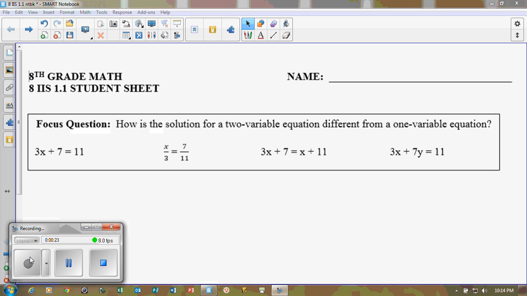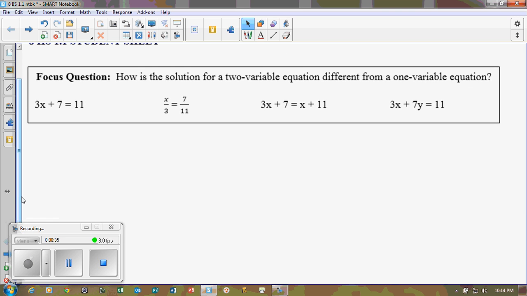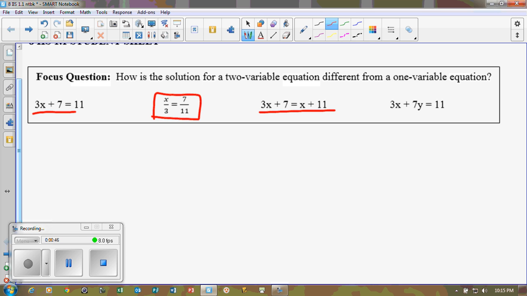So our focus question today is going to deal with how is the solution for a two variable equation different from a one variable equation. So here is basically a one variable equation. It's an expression. We're solving for one variable, which here would be x. As you can see here, this proportion, and when we have a variable on both sides. And what we're going to get into today is an equation having two variables at one time, which we know to be a linear equation.